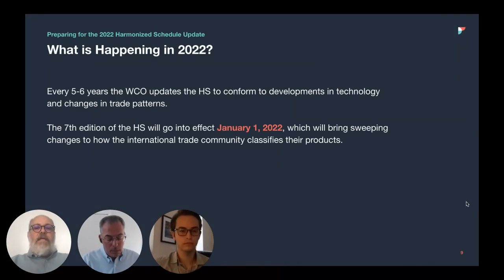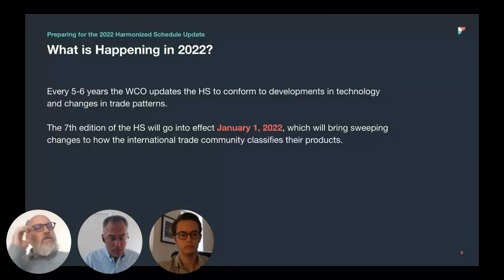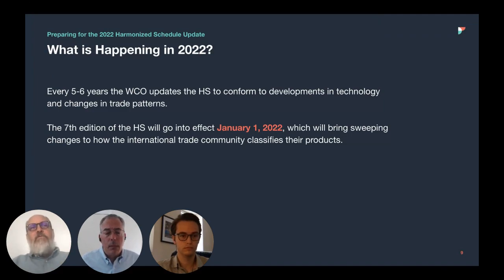So let's talk a little bit about what is happening in 2022. So the World Customs Organization, every 5 to 6 years, they go through a process where they review products that have been imported and exported from countries all around the world, and they look around at what other issues are being used by customs agencies around the world to impact how they do business. In other words, what types of issues are there that companies are using in their import and exports, and what type of information are countries looking for with their imports and exports.